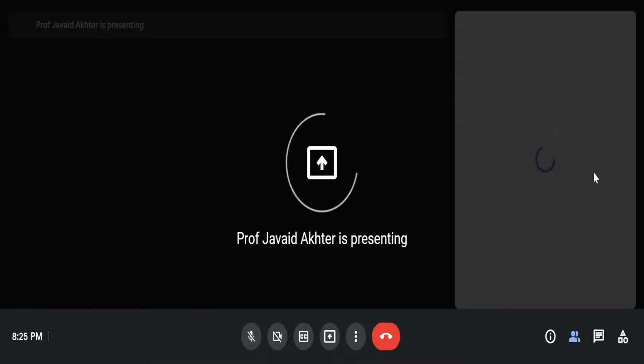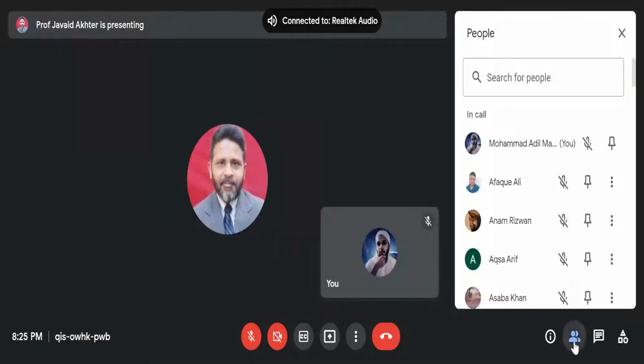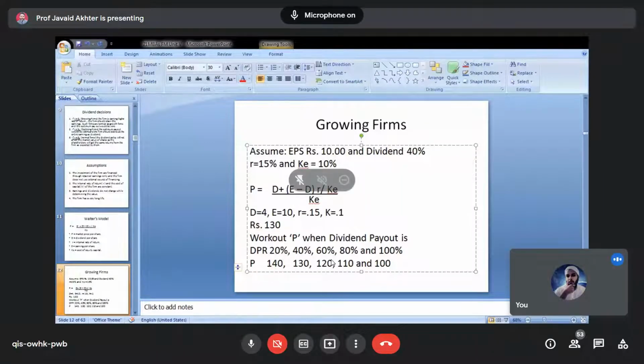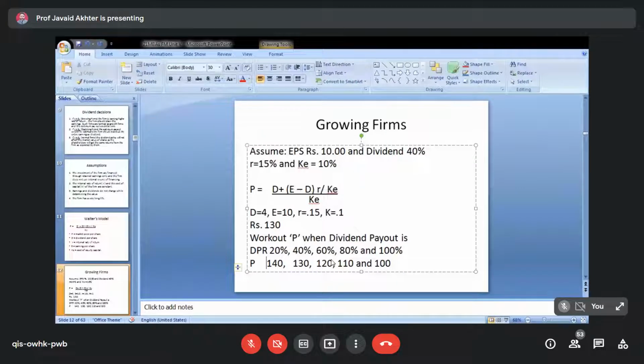We are discussing dividend relevance theory. Am I clear? Yes, sir. Number 2, which firm are we discussing? Growing firms. What are our observations? That if DPR is increasing, P is decreasing. There is an inverse relationship between DPR and P. So what should be the recommendation for this type of firm? It should have as little DPR as possible.